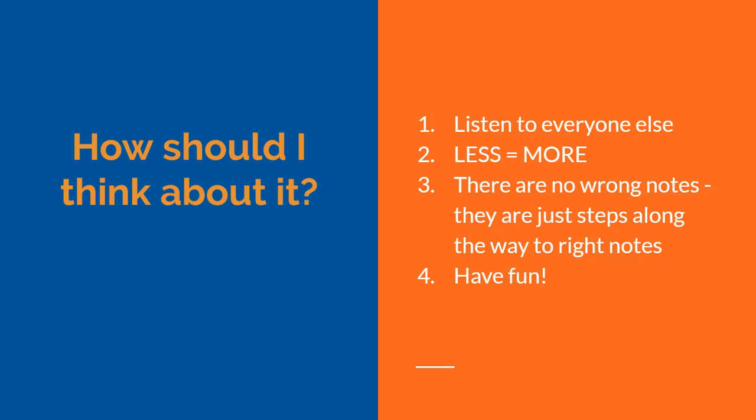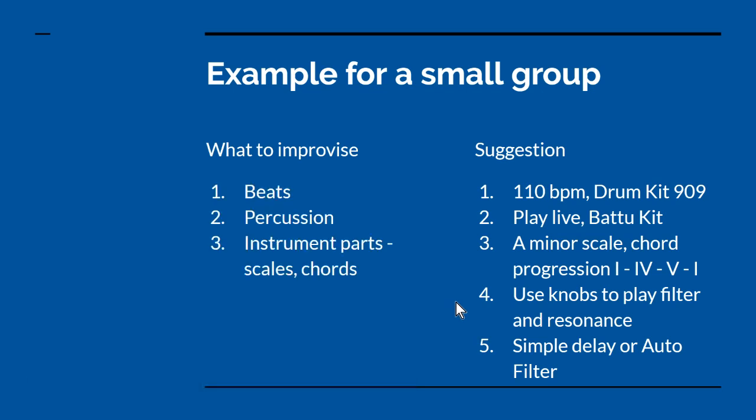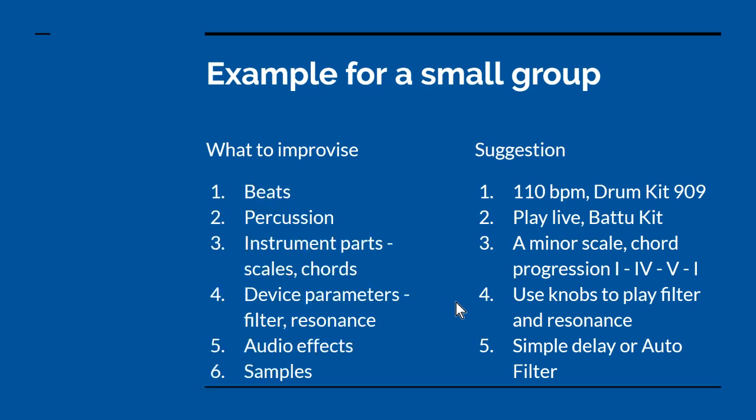Okay? So we are all going to try this. I'm going to suggest we start with a small group. We're going to improvise beats, percussion, instrument parts, scales, chords, device parameters, audio effects. But we're going to try with a slower groove. If you want, you can also do a faster groove. I think most of you downloaded the slower groove set. And then we will do an A minor scale, 1, 4, 5, 1.